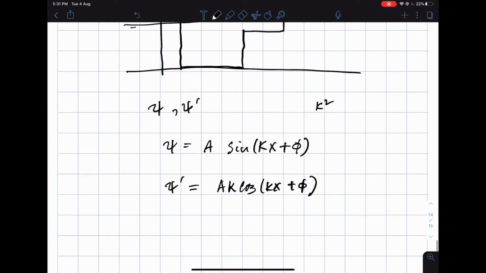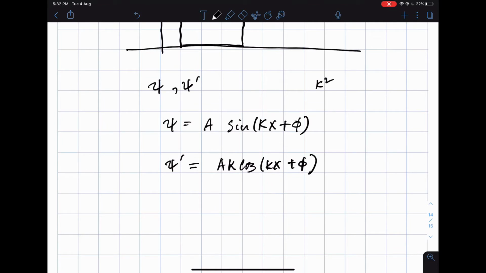Now if I take these two equations and eliminate the sine and cosine from them, what do I get? I get A is equal to the square root of psi squared plus m squared divided by k squared, where I call the derivative m because that's a slope.